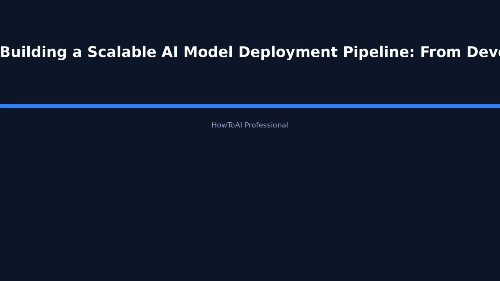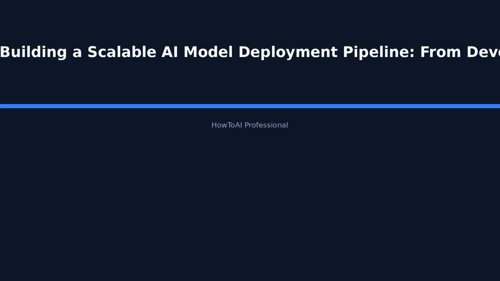Understanding the AI model deployment pipeline. Before we jump into the nitty-gritty of building a deployment pipeline, let's first define what an AI model deployment pipeline is. In simple terms, it's a systematic process that allows you to take your machine learning models from development to production, ensuring they operate reliably and efficiently in real-world applications.